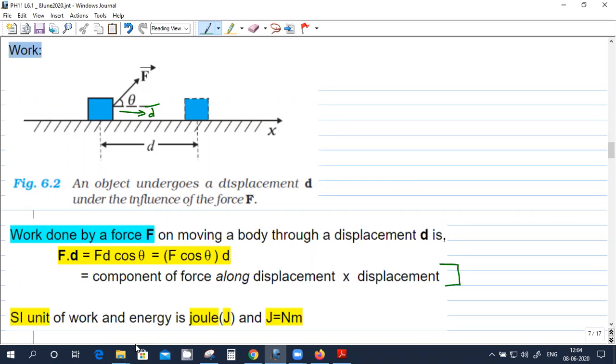And the unit of work done is joules. It's newton into meter, which is represented as joules. Force into displacement.